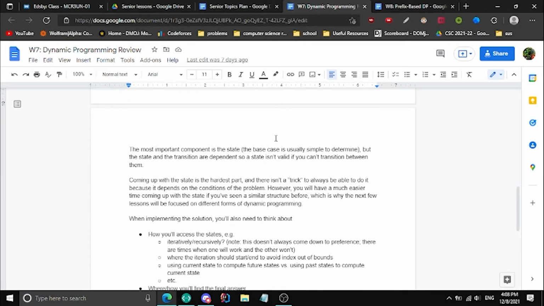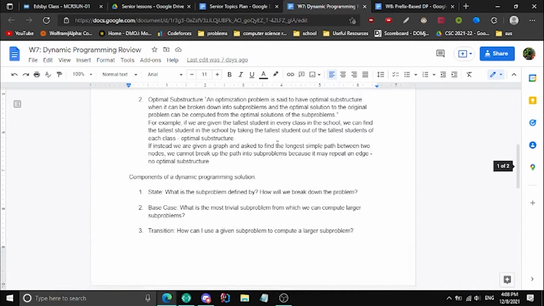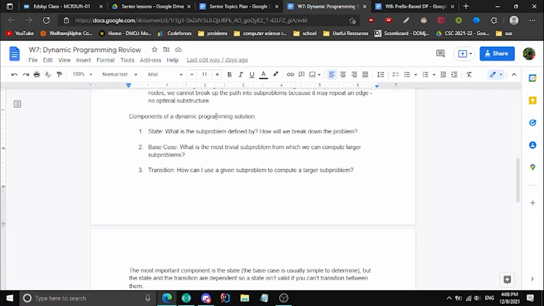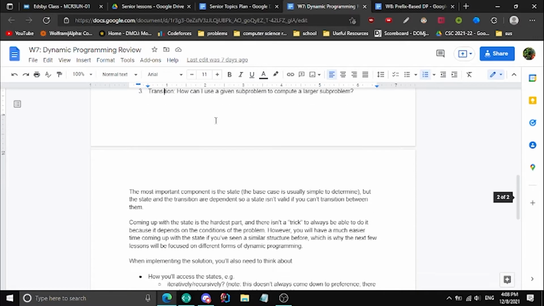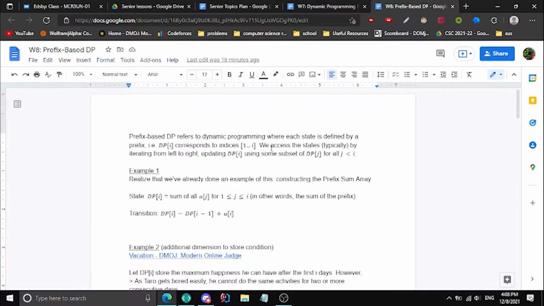To give a quick summary, the most important part of this whole document is the components of a dynamic programming solution. There's your state, your base case, and your transition. This is the most important thing as we go along at today's problems. Today we're going to be talking about prefix-based DP, which is one of the most common forms of dynamic programming that you'll encounter in competitive programming.